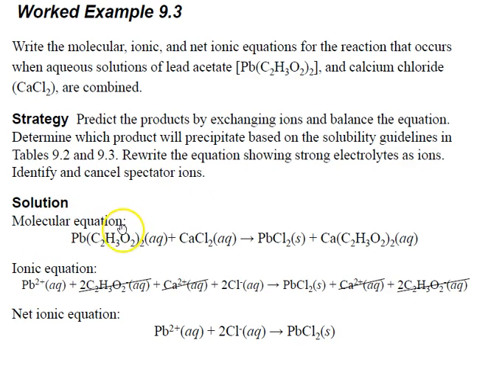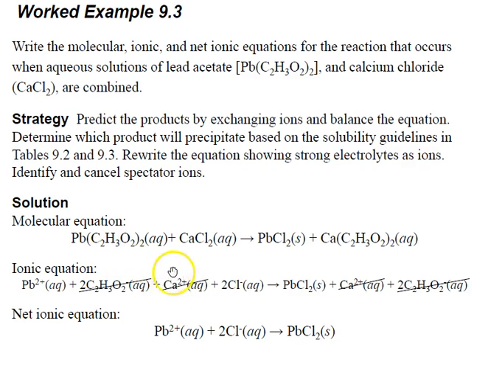The molecular equation: we're given our two reactants. We have lead acetate, which is Pb(C2H3O2)2, and they could even call this lead(II) acetate, because acetate is -1, and there's two of those. Here we have calcium chloride. So we're going to pair together the lead chloride and the calcium acetate.